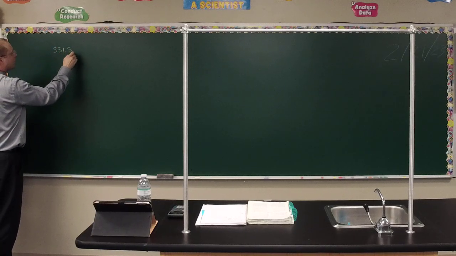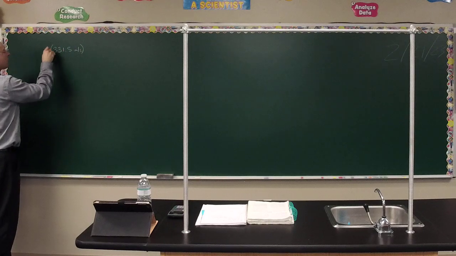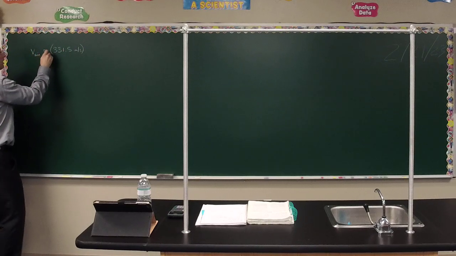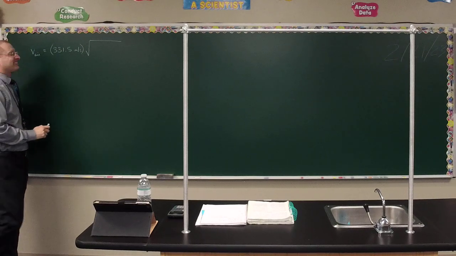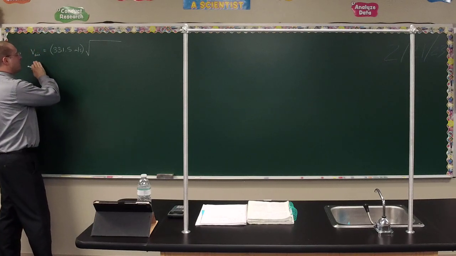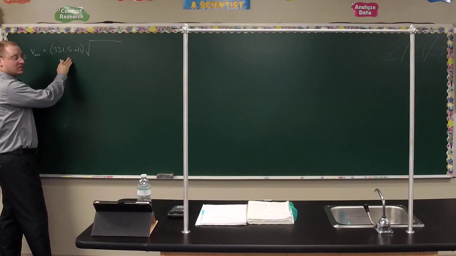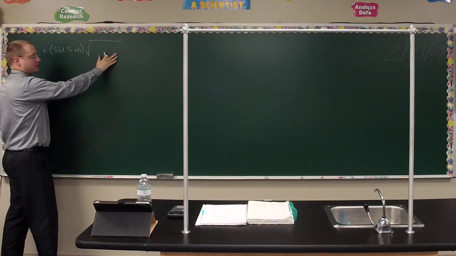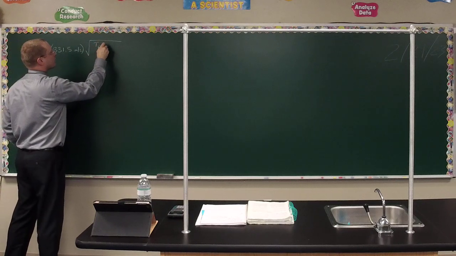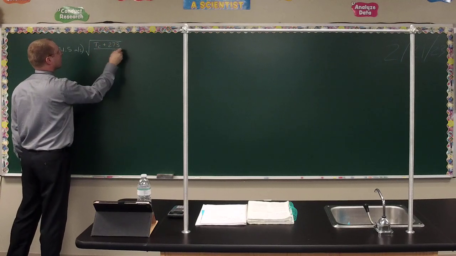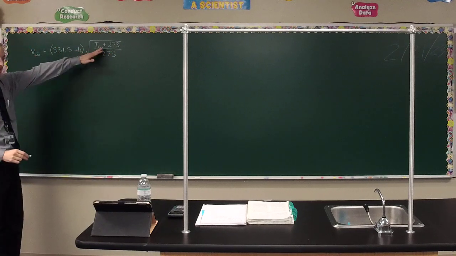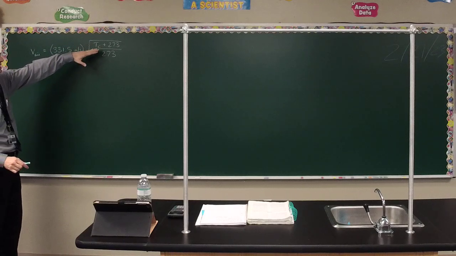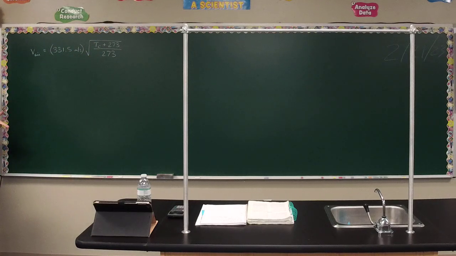V sub air equals 331.5. That's the speed of sound at 0 degrees Celsius. And then we've got to account for the temperature: T_C plus 273, divided by 273. There we go. Change the Celsius to Kelvin so we get absolute temperature. We don't have to worry about negatives anymore. Divide by 273 to get that relative temperature. Take the square root times 331.5. There's our speed of sound in air.